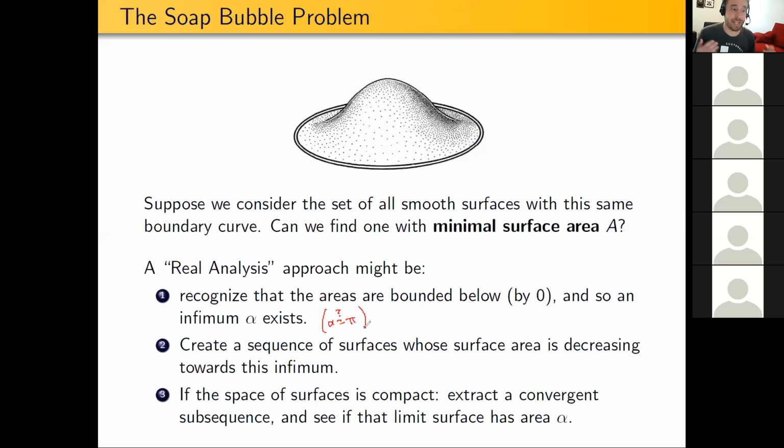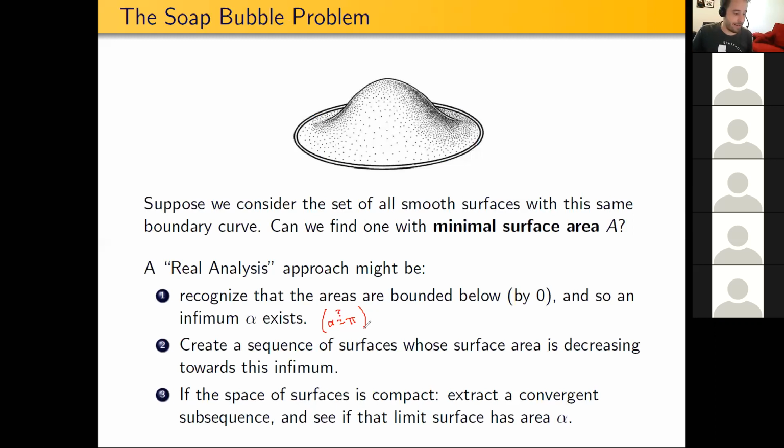We can then construct a sequence of surfaces in this abstract space whose surface area is decreasing towards the infimum. So we figure out what this infimum seems to be. We think it might be pi. We can construct a sequence of surfaces whose surface area is decreasing towards this infimum.